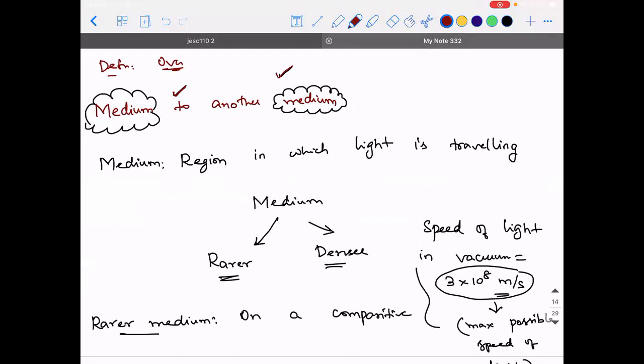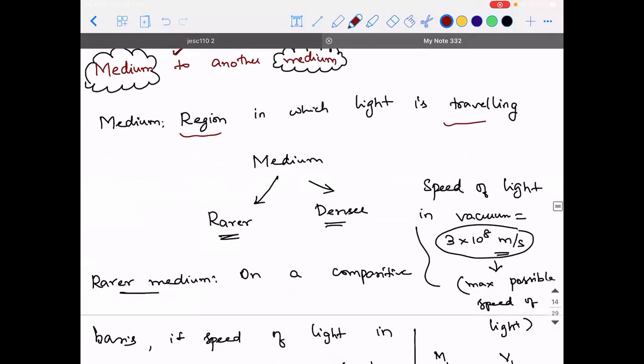So I was telling about medium. What is medium? Medium is basically the region in which the light is traveling. Suppose you talk about light traveling in air, that air is called a medium. Light traveling in water, water is the region in which the light is traveling, so water is a medium. The singular is medium, the plural is media. Medium is classified into two types. What are they? One is called rarer medium and the other is denser medium. I hope it is clear till this point.